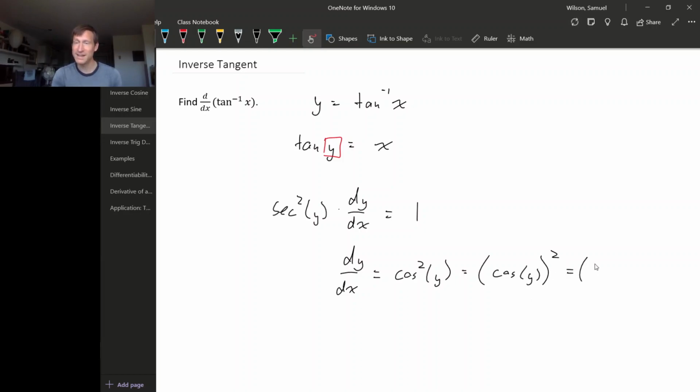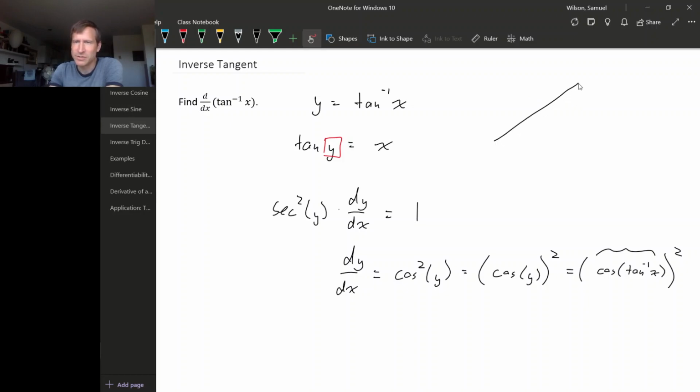Remember, cosine squared is really cosine of y, squared. Okay, but y as a function of x, y is inverse tangent of x. So we write cosine of inverse tangent of x, all squared. I guess I don't need one set of parentheses here. Okay. So now we need to simplify this stuff here.